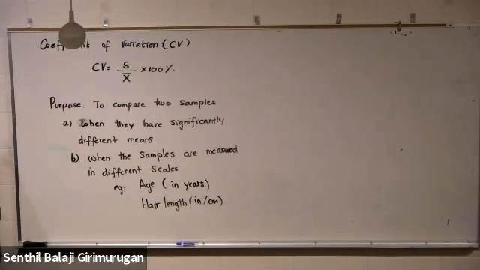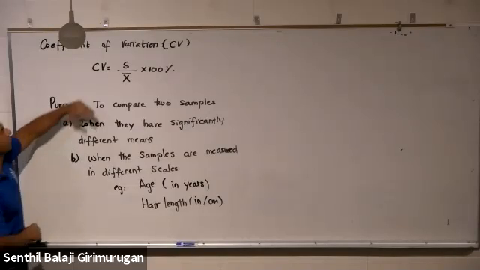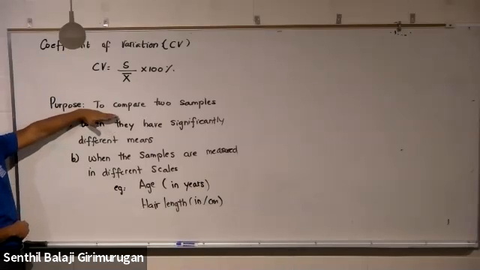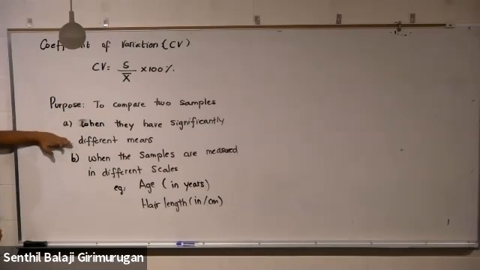Does that make sense? So two cases when we typically use coefficient of variation to compare samples. One, when their means are significantly different. Two, they are measured in different scales. Are we clear? Okay.